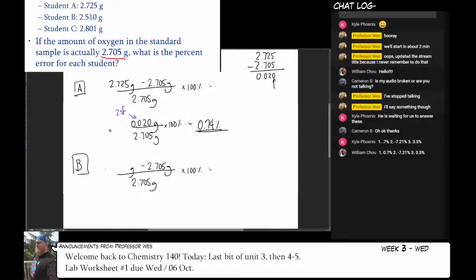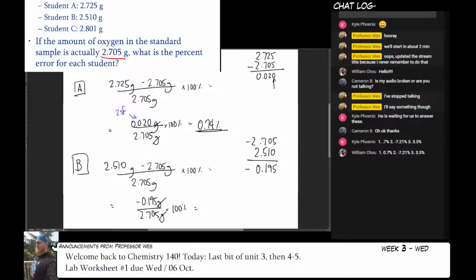So for B, we have 2.510 minus 2.705 divided by 2.705. So we'll set up our subtraction vertically. Now the bigger one is the second number, so I'm going to do it like this and then just make my answer negative. 0.195, yeah, that looks good. So I'll take my answer, divide by the true value, times 100%. Oh, my units should be canceling out. I just haven't been saying that.